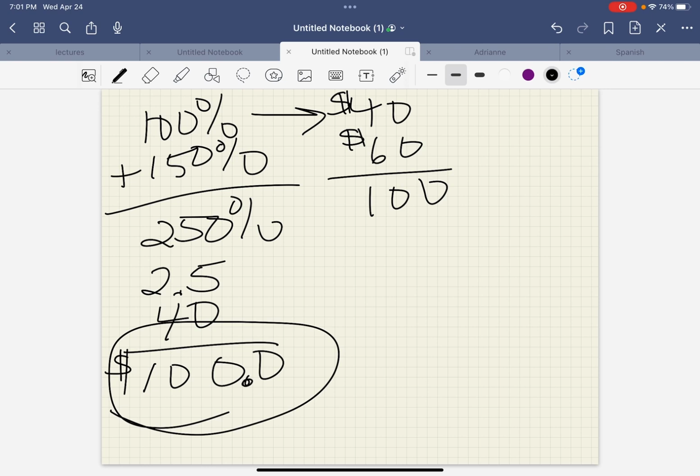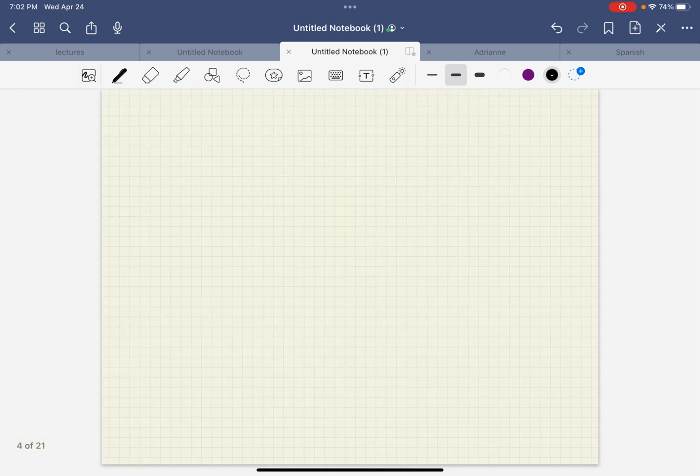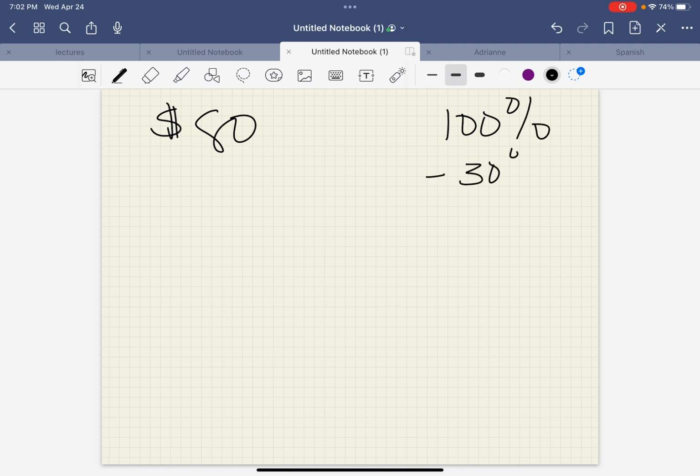Okay, so the next one says, Sybil saw that the coat was marked down 30%. If the original price was $80, what was the price of the coat now? So yes, you can find 30% and then subtract it from 80. Or you can recognize that $80 is 100%, and we're discounting it 30%. So what percent do we actually have now?